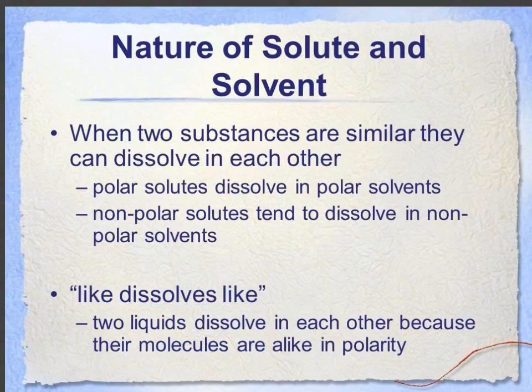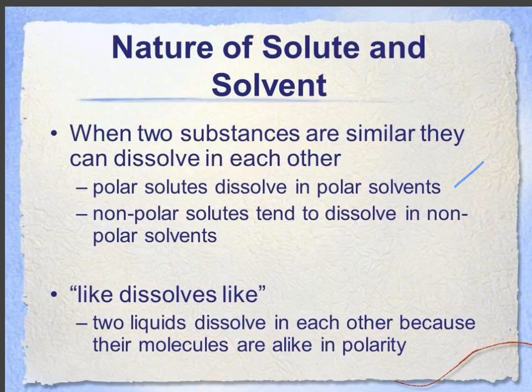Okay, so the nature of solute and solvent once again. When two substances are similar, they can dissolve in each other. So polar solutes dissolve in polar solvents. An example is sugar and water. Let's have another example. Nonpolar solutes tend to dissolve in nonpolar solvents. So, for example, we have oil and kerosene. Okay? So, like dissolves like, when two liquids dissolve in each other because their molecules are alike in polarity.